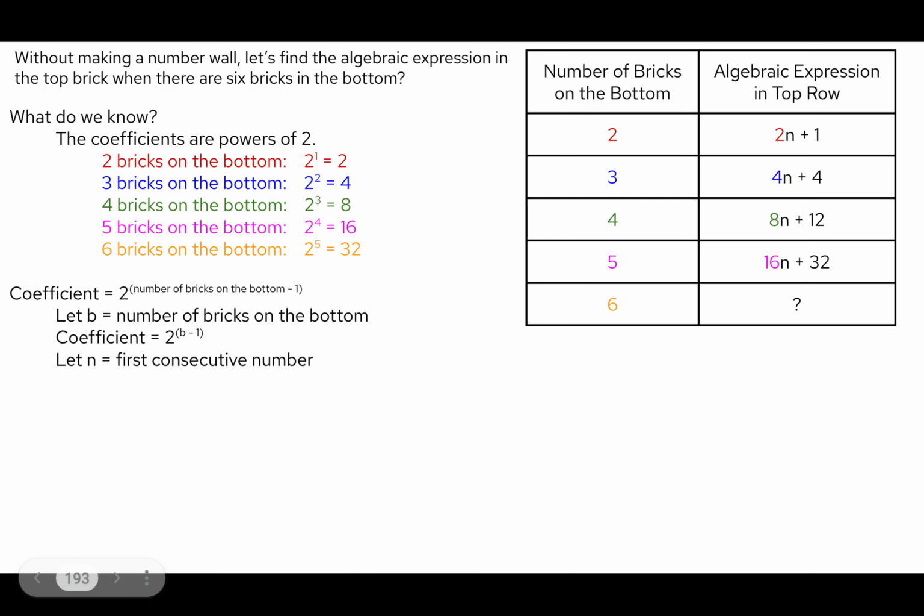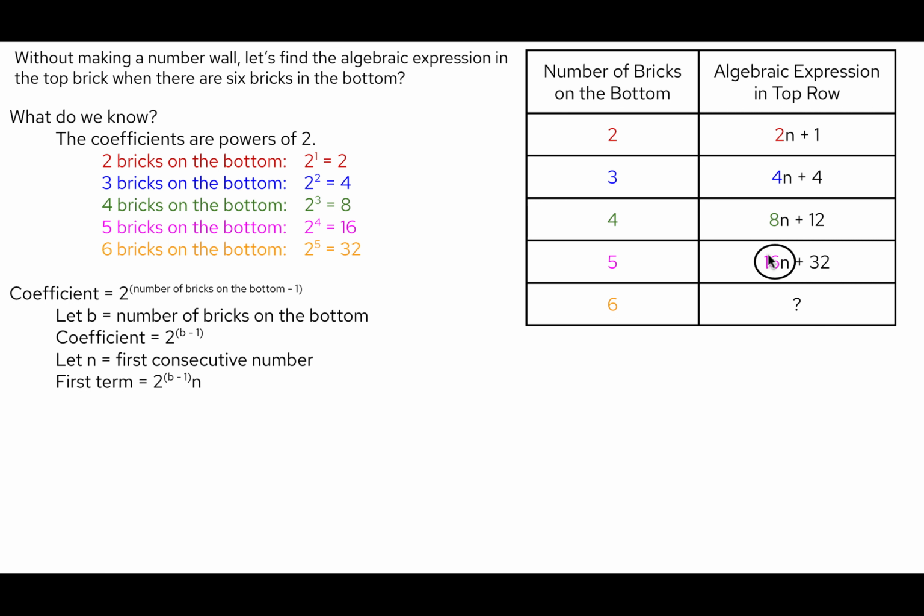Now n is going to be our first consecutive number. So whatever number we choose for our counting number to start with, that'll be n. We're going to keep that as n because this is going to be for any number. So the first term is, in this case for 5, it's 16n.